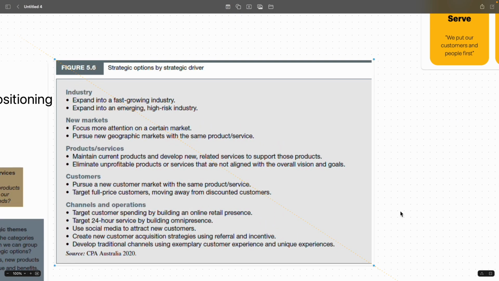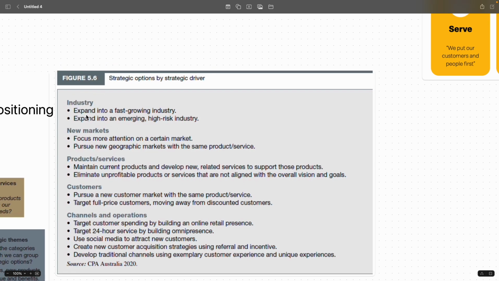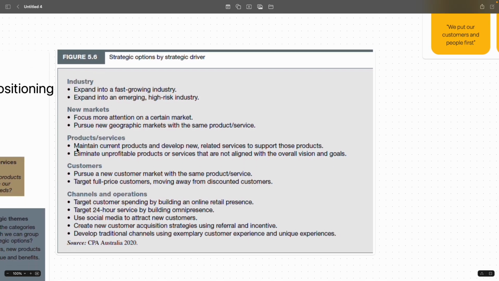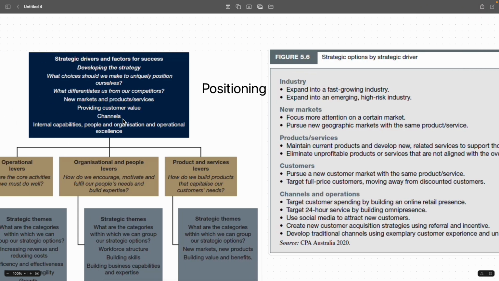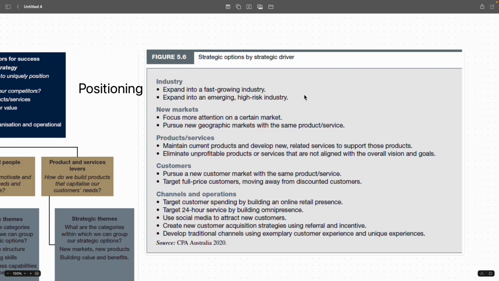So here, when we ask the question, we are asking: which industry do you want to be in? Which market do you want to be in, which product, which customer, which channel. Got it? So hence the words channel, customer, product, service. Which market, which industry are you in? So expand into a fast moving industry, or expand into an emerging high risk industry. You have the choice. You choose between these two. Do you want to go into a fast moving growing industry or something new?